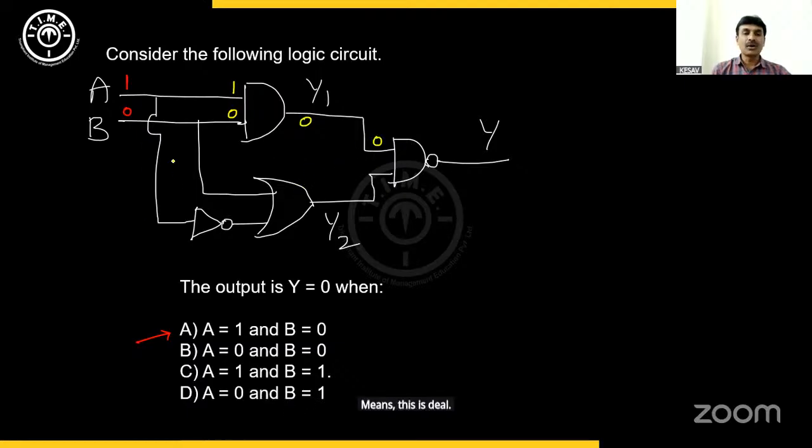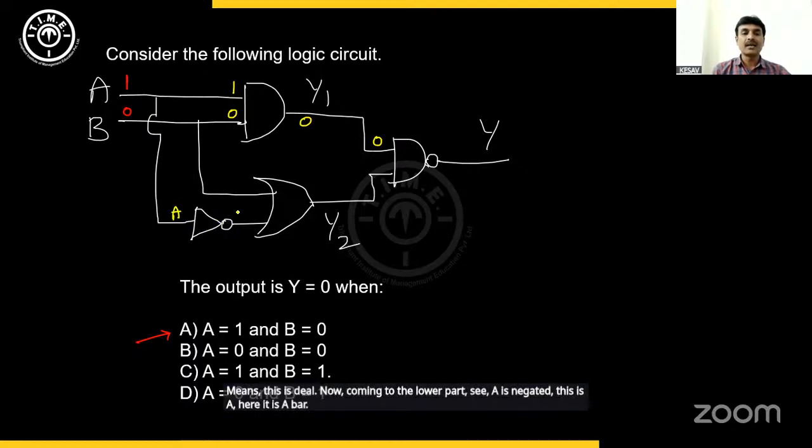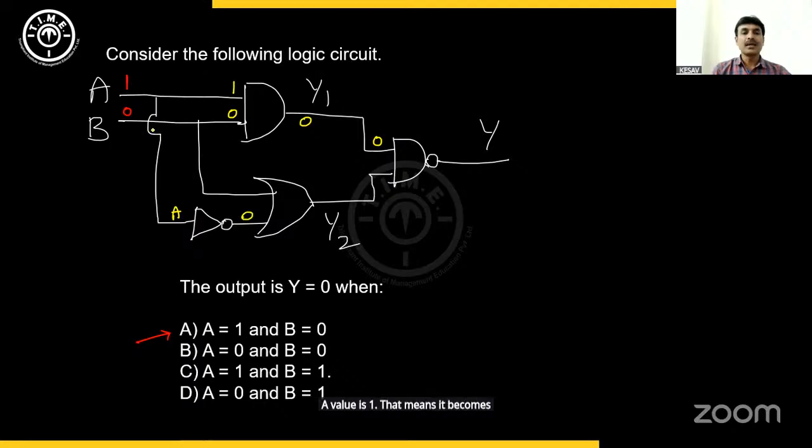Now coming to the lower part, see, A is negated. This is A. Here it is A bar. A value is 1. That means it becomes 0. B is directly taken here, 0. 0, 0 are the inputs for the OR gate. This is also 0. So 0, 0 are the inputs for the NAND gate. For the OR gate, 0, 0 gives 0. NAND gate gives 1. But we need to get 0. So the first one is not correct.